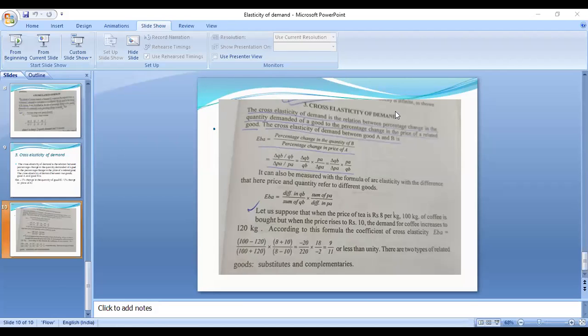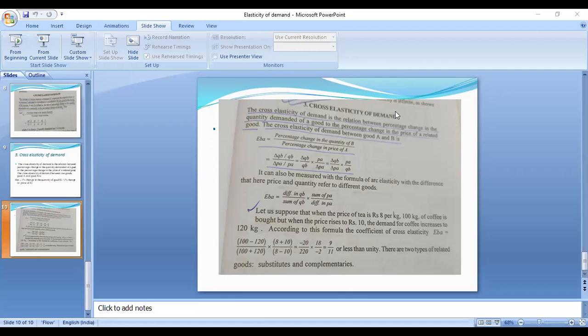And for the first one, which category is it? Is it less than one or greater than one? Greater than one, ma'am. If it is greater than one, then which category? Relatively elastic. That means whatever price changes, quantity demanded changes more than that. So a small change in price also affects a huge amount of quantity demanded.